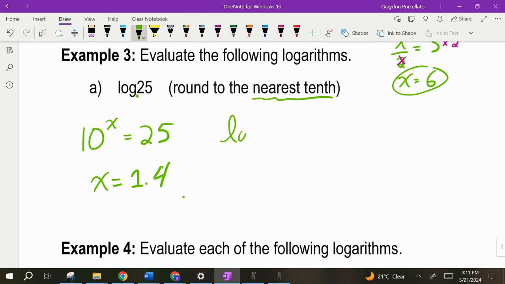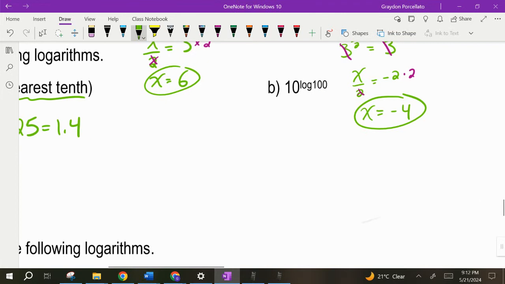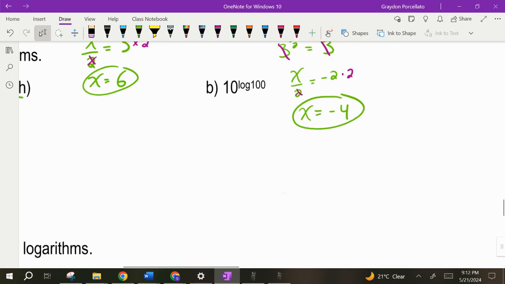Or the log of 25 is 1.4. So 10 to the power of 1.4 is about 25. We're now going to try this one. So this one's interesting.